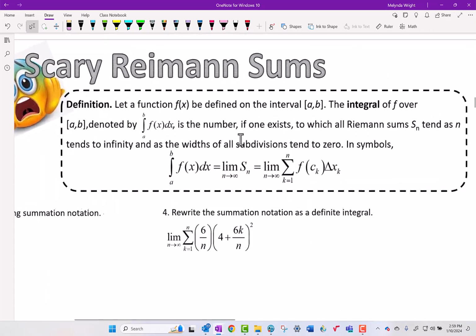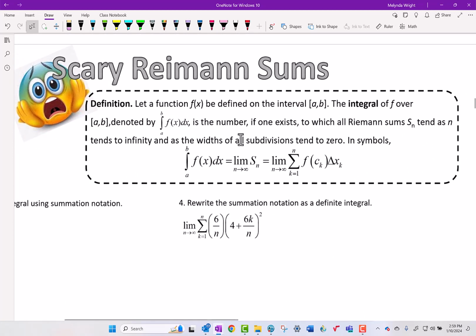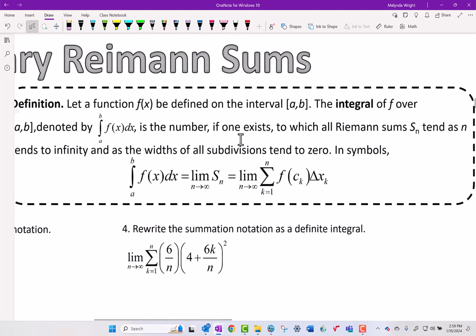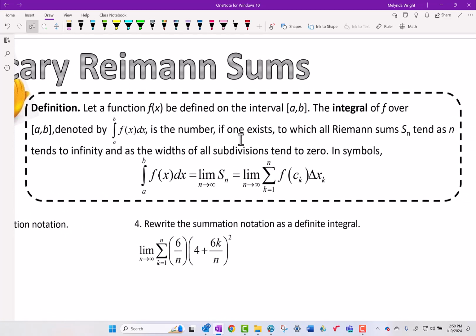The reason I call this scary Riemann sums is because I've taught this for a really long time and students are scared of this. That's why I called it. But really, let's talk about what it is. The chance that we're going to get one of these is not great. It's rare, and usually it would be a multiple choice question. I'm just going to tell you, but we do need to talk about it.